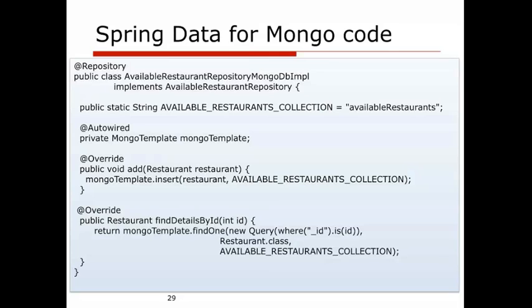And then the find method is constructing a simple query where the ID is the passed-in ID, the target class is restaurant, and the collection is the available restaurants collection. It's calling the Mongo API to retrieve the specified document, and then once again using bean introspection, it's turning that document into an instance of the restaurant class and returning it. So you can see that by using the Mongo template, the actual Mongo data access code is pretty simple.